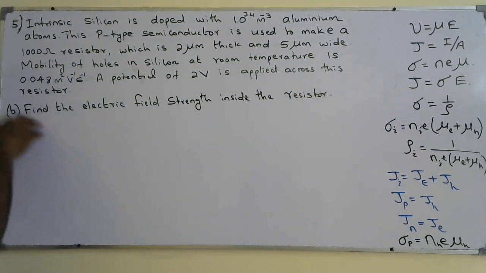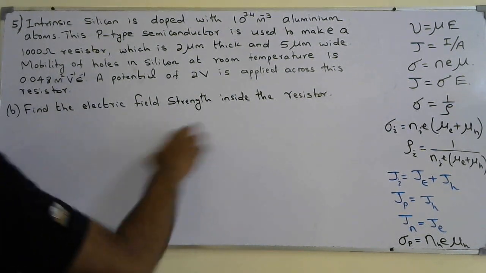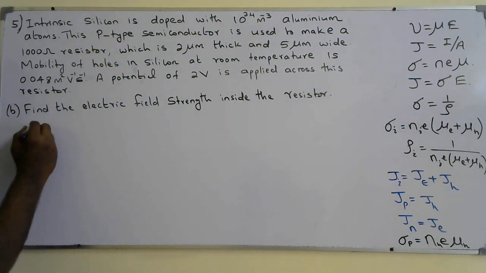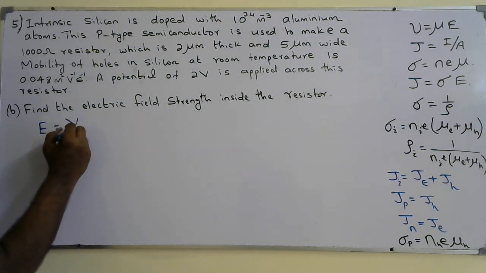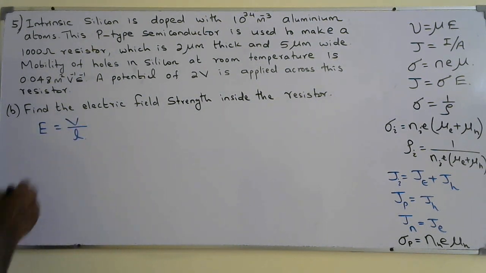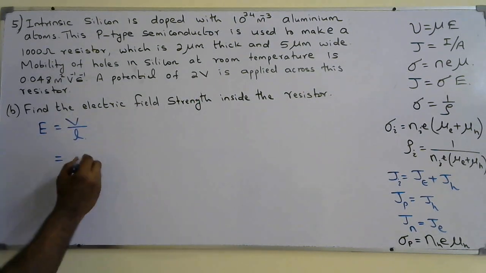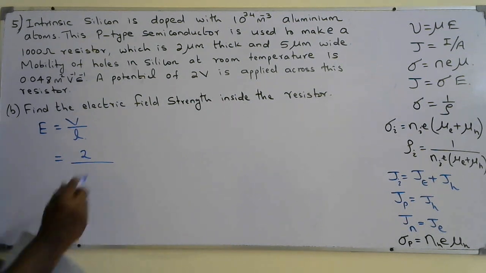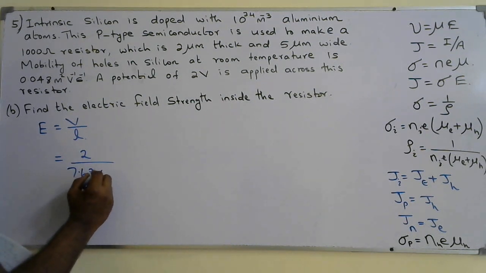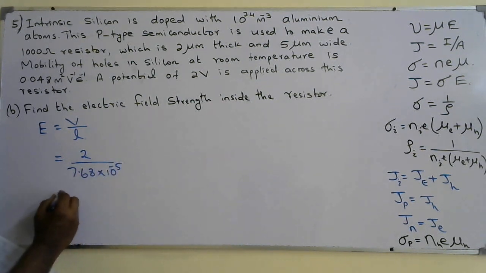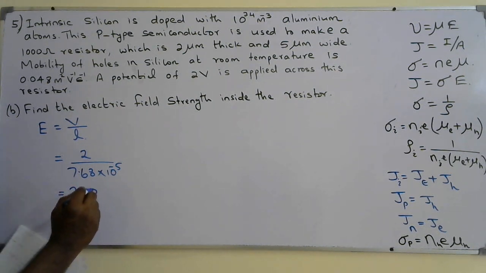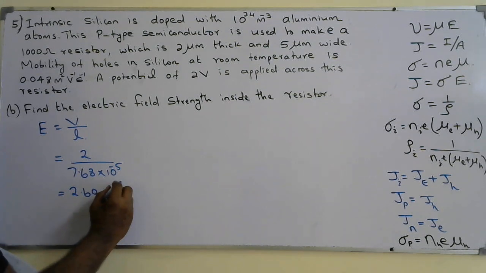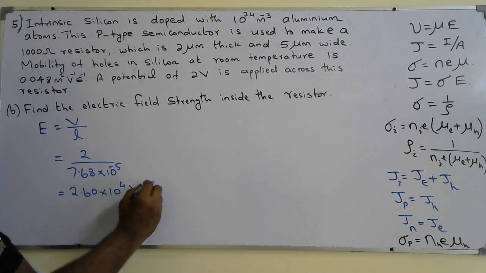Okay, second part of question number 5. Find the electric field strength inside the resistor. We know that E equals V over D, or V over L. So the potential is 2 volt divided by the length, which we found just now, 7.68 times 10 to the power minus 5. Solve it and you'll get 2.60 times 10 to the power 4 volt per meter.